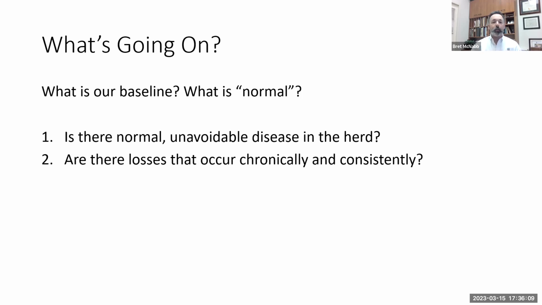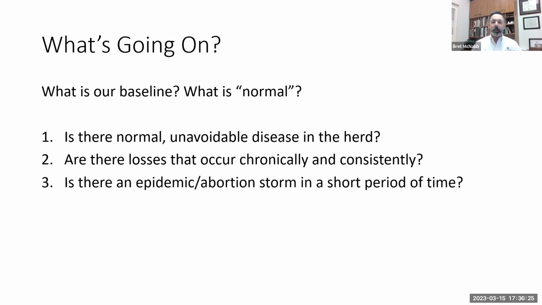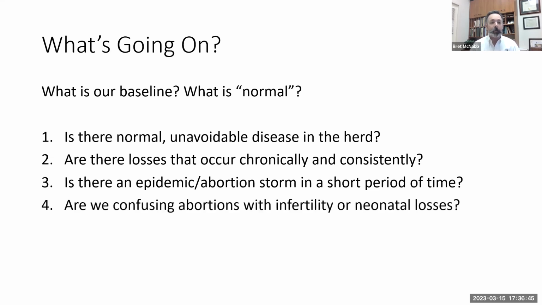Are there losses that occur chronically and consistently, meaning every year we have the same 3 or 4 calves that die because of this, or every year one cow aborts a mid-gestation, mid-pregnancy fetus? Is there an epidemic going on? So is there a surge beyond what we expect or what we've experienced previously in the herd that we need to investigate quickly? We often call this an abortion storm in the case of many animals having abortions in a very short period of time. This is, of course, what often gets people's attention if you're unfortunate enough to have something like this happening.